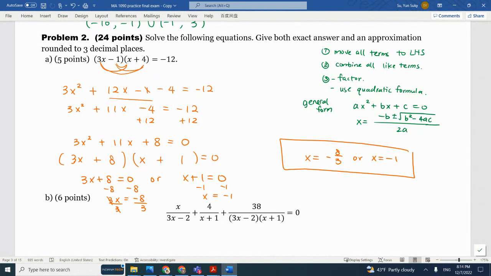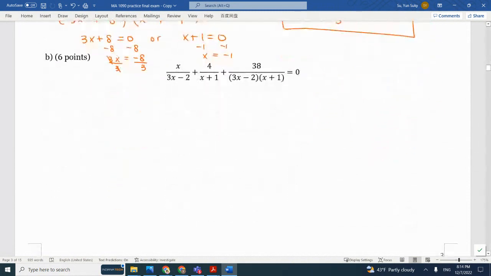If you can understand part A, could you type A in the chat? Thank you. Great.